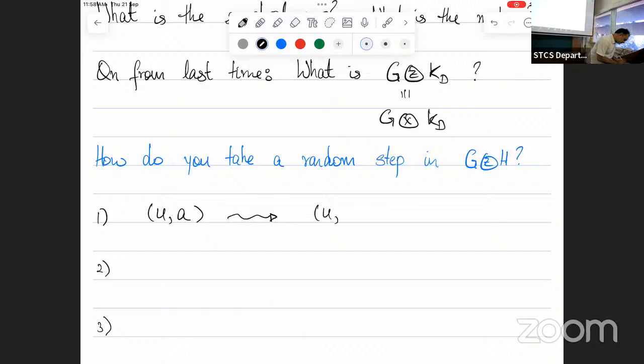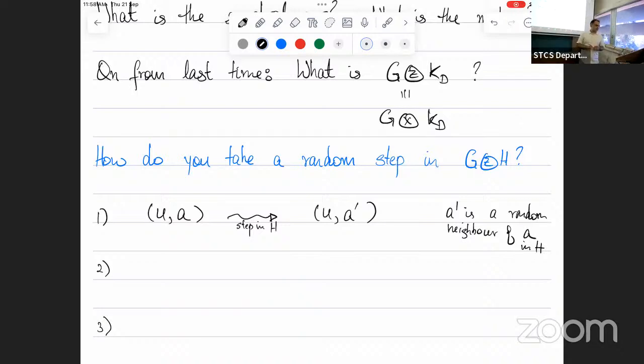This goes to (u, a'), where this is a step in H. That is, from a, I go to a random neighbor of a, which is, say, a', where a' is a random neighbor of a in H. That is, in the graph H, just take a random neighbor.